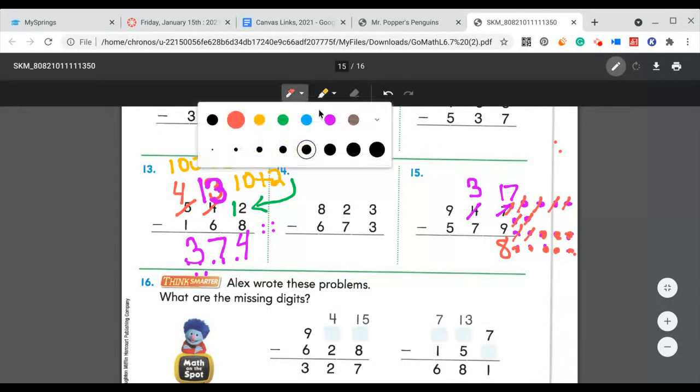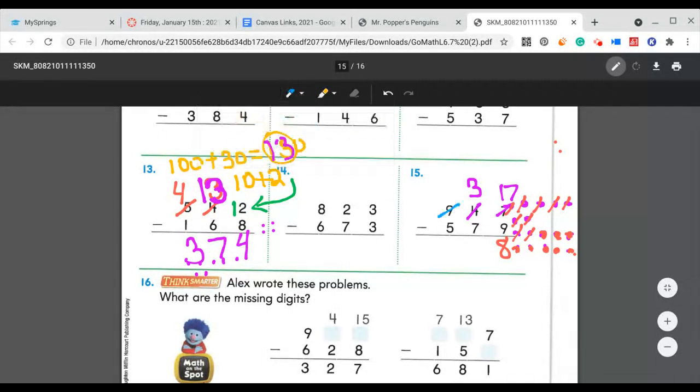We go next door to the hundreds. We take 100 away. That becomes 800. And we give that 100 over to the 30. So now we have 13 minus 7. We can count up to make it easier on ourselves.